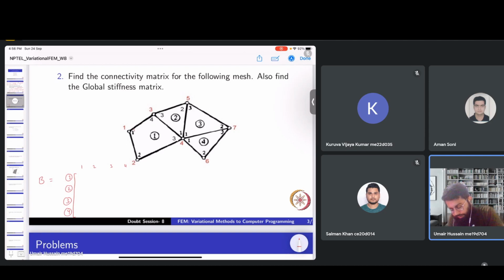So at local node one we have global node one, so we'll start with one. For two we have two. For three we have four. For four we have three. Then for row two, what should be the entry? For one, it should be four. For two, it should be five. For three, it should be three. And then nothing.